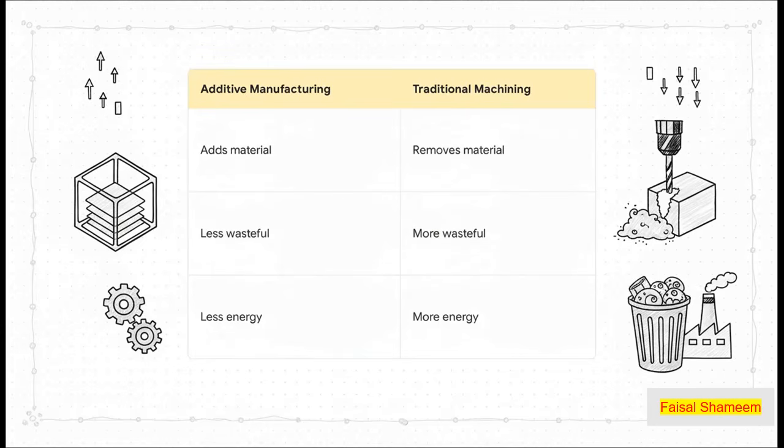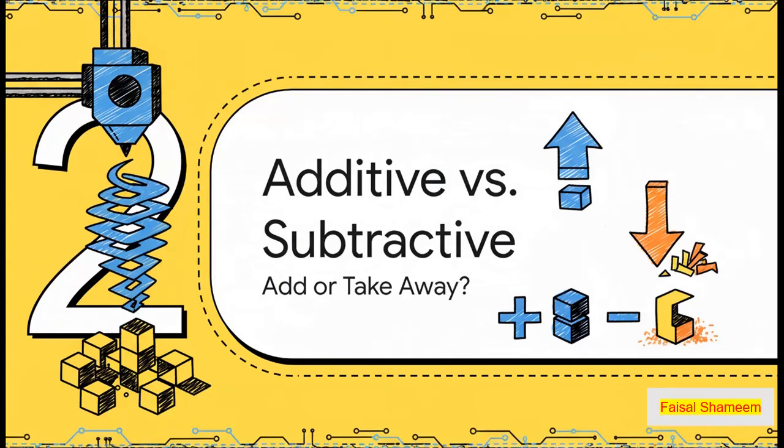AM is the total opposite. It only uses the material it actually needs, and that means way less waste and lower energy consumption. It's a simple formula, really. Less waste, more innovation. And this brings us to a really, really important comparison. Understanding the difference between adding and subtracting is basically the key to knowing when to use each of these technologies.